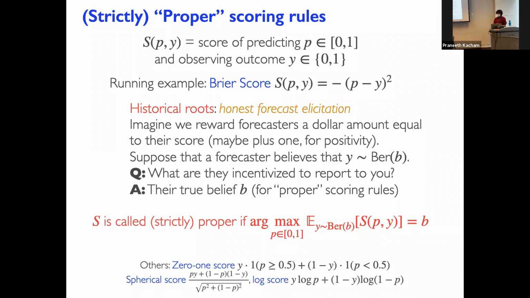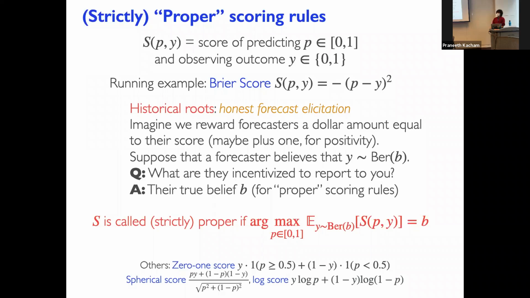Then there's other ones like the spherical score, the log score. So there's all kinds of rules. There's like thousands of rules. But for simplicity, let's go with the Brier score because it's easy to think about. So the Brier score, that's a specific S function. It has the proper property. Strictly proper, actually.